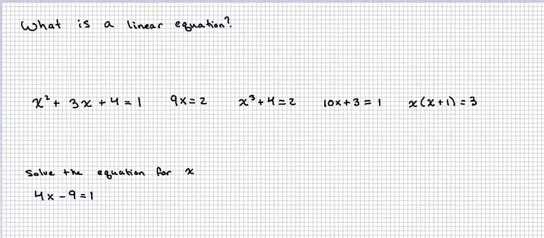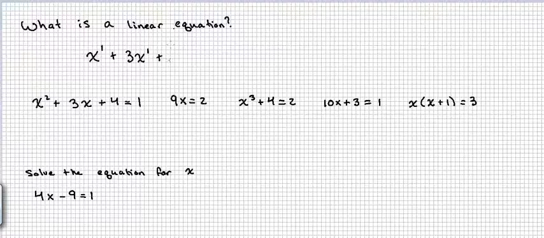Okay, so in this video we're going to go over what is a linear equation. A linear equation is essentially just when your highest variable is raised to a power of 1. There's a 1 in the index. So we could have x to the first plus 3x. As long as this x is to the first, it's still linear.